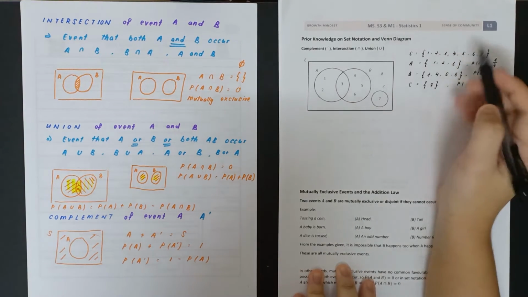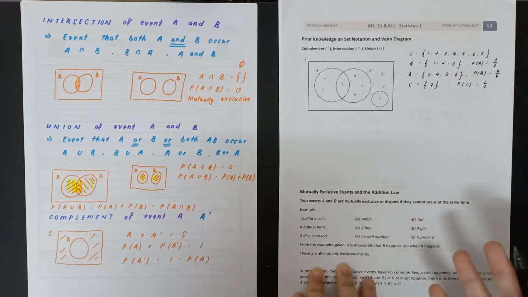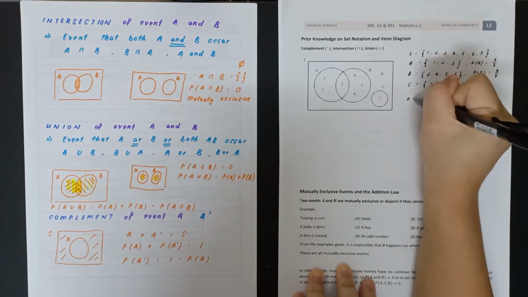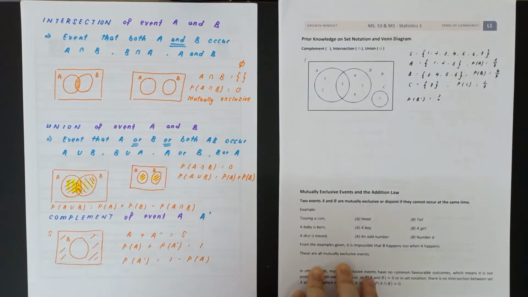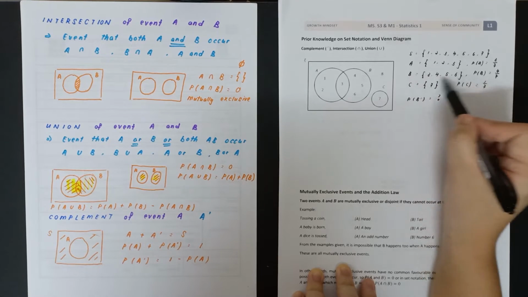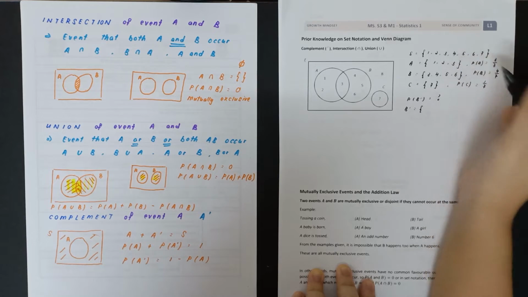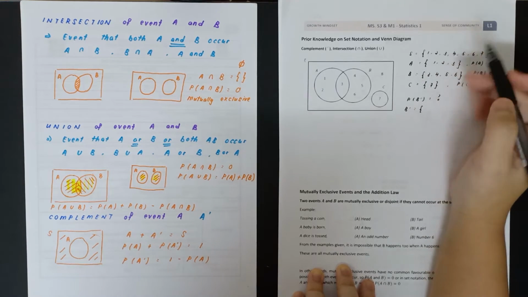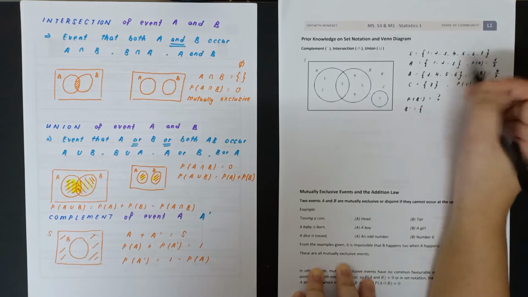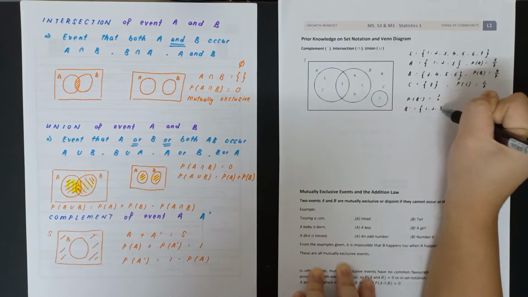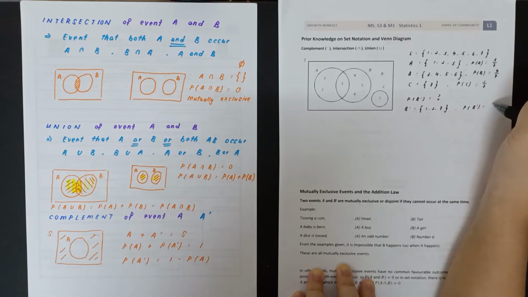Now let's say I want to find the probability for the complement of B. So what will you do? You see you have B, right? What is your B prime? Your B prime is basically the elements that are not in B. So meaning what is not 3, 4, 5, and 6, meaning you have 1, 2, and 7. So the probability for B prime will be equal to 3 over 7.